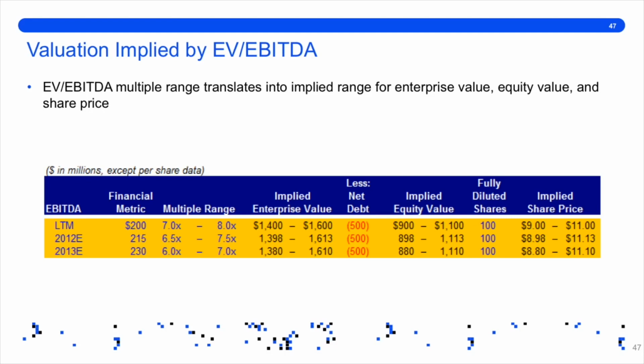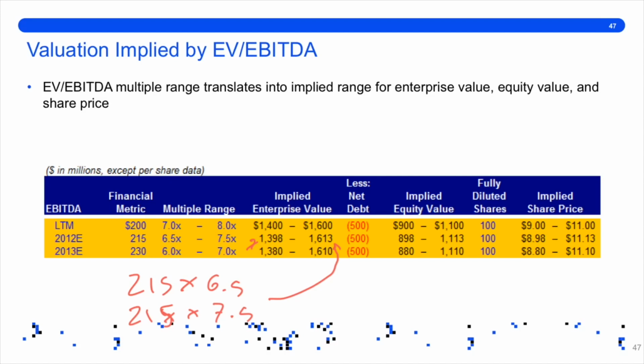And I can say, okay, so 2015 times 6.5, and that will give me 1398. Then I multiply 2015 times 7.5, and that will give me 1613. Okay? So, given this multiple, the implied enterprise value is something between 1.4 and 1.6 billion dollars. Okay? So the range goes from the multiple to the enterprise value.